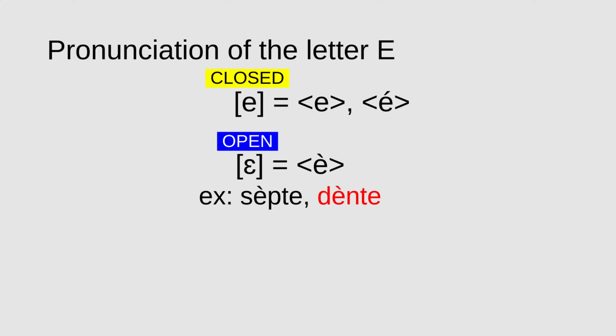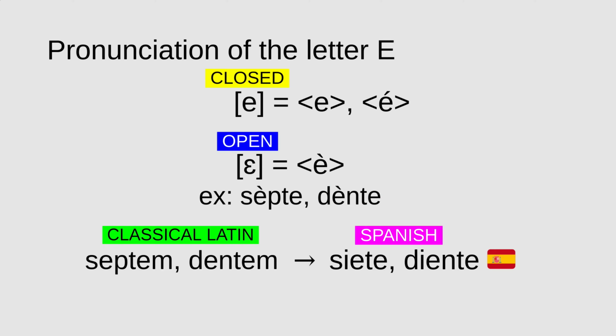It is interesting to note that the open E has left a mark in certain words in Spanish inherited from Latin, more specifically in the form of the diphthong IE, such as in the Spanish siete and diente.